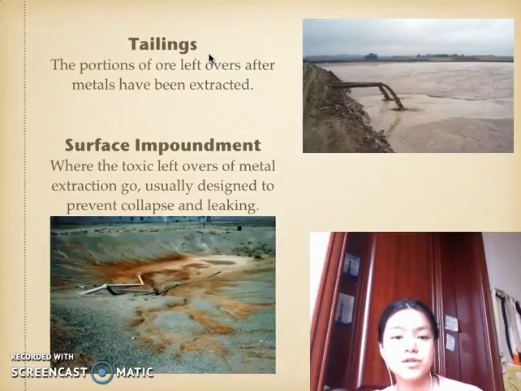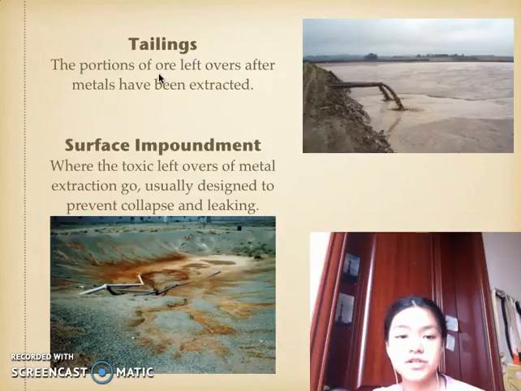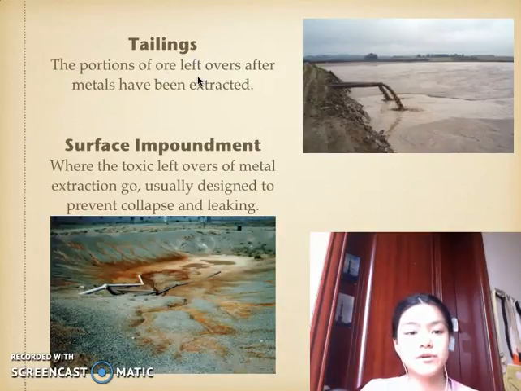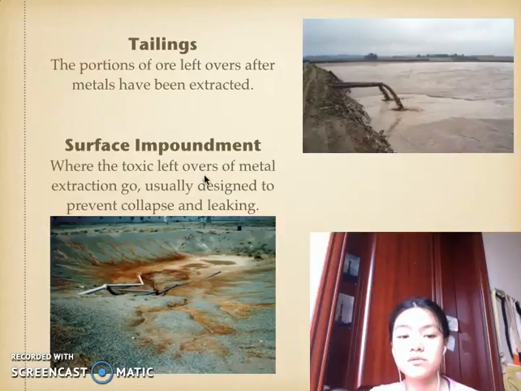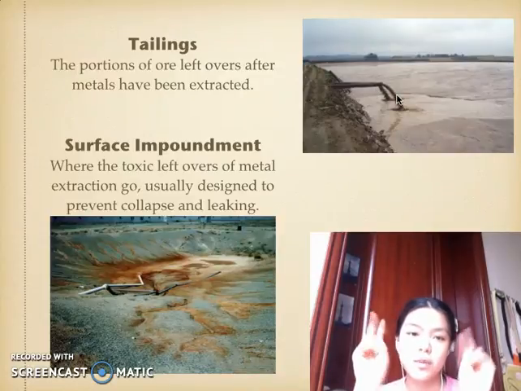Tailings are the portions of ore leftovers after metals have been extracted. And surface impoundment is where toxic leftovers of metal extraction go, usually designed to prevent collapse and leaking. So this is the trash part, and this is the trash can.